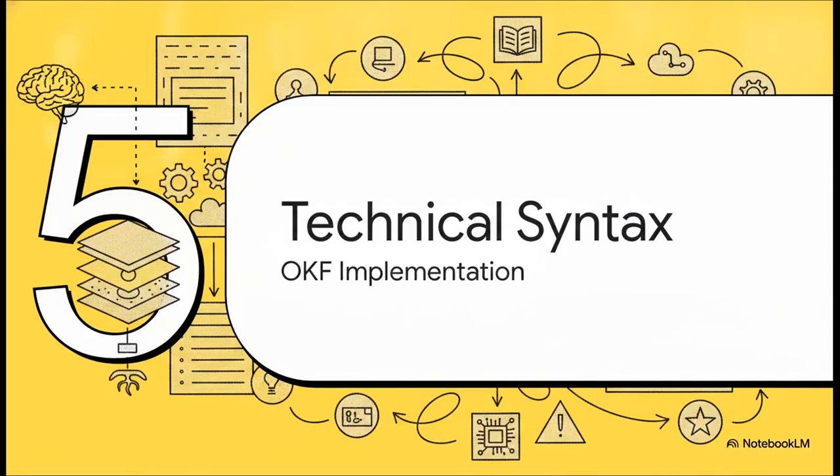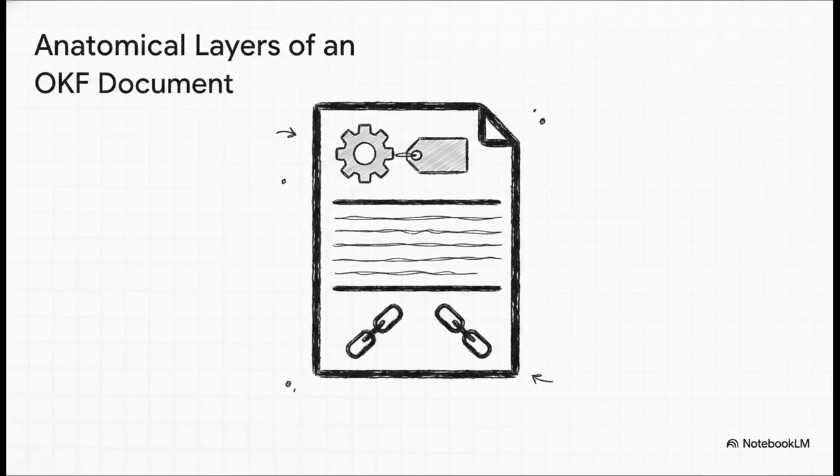Section 5. Technical syntax and implementation. Okay, let's deconstruct the required anatomical layers of a single OKF concept document. Every OKF document has a strict contract. It kicks off with a triple hyphen YAML front matter block, and that block must contain that single required type field we talked about earlier. Right below that is the markdown body containing your natural language prose for relationship extraction. Finally, relational links are mapped horizontally using absolute bundle relative paths that always start with a /.